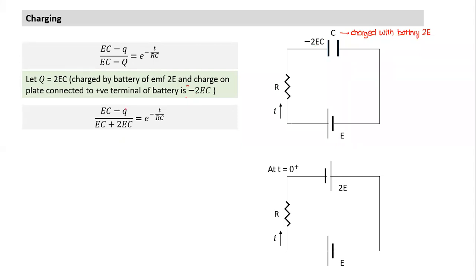So when I substitute this value, it becomes equal to EC plus 2EC. And when I rearrange the terms, it comes equal to EC times (1 minus 3 e to the power of minus t over RC). This 3 term goes here, and when we shift both to either side, it becomes 3EC.